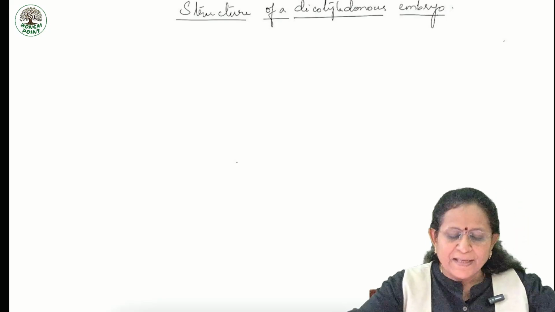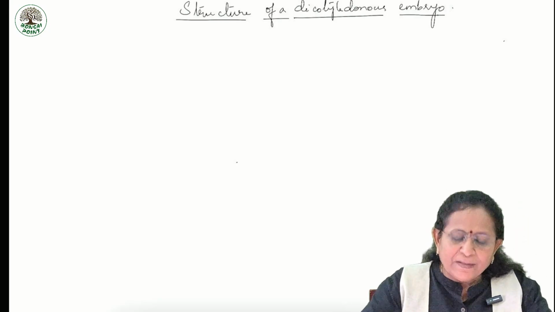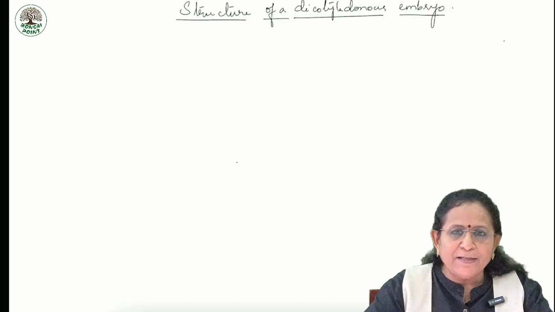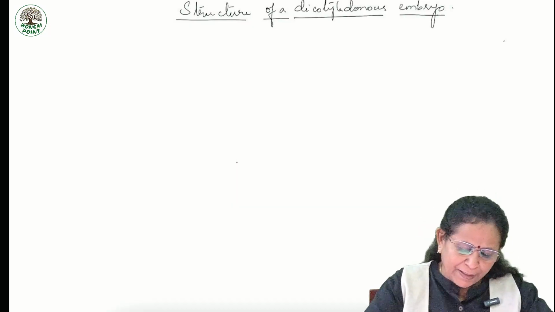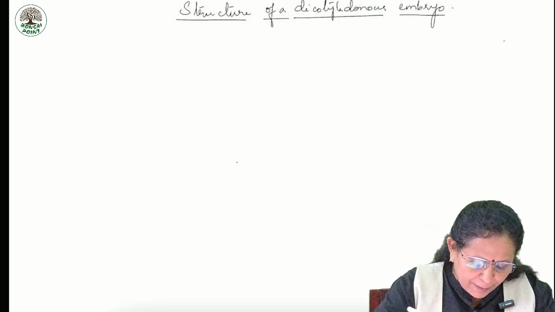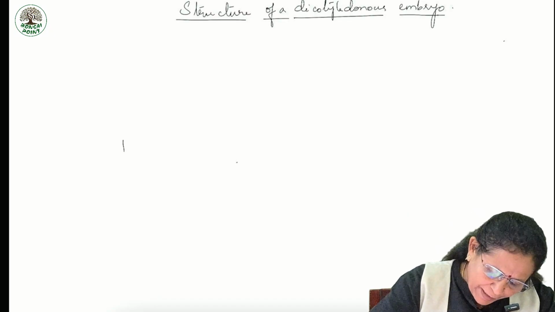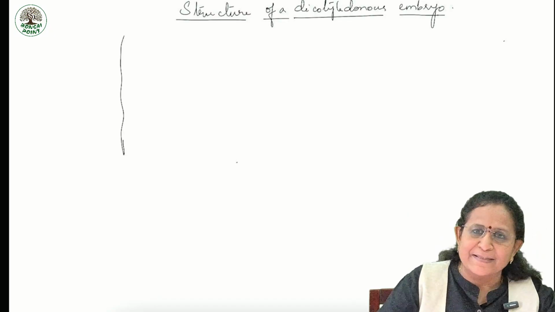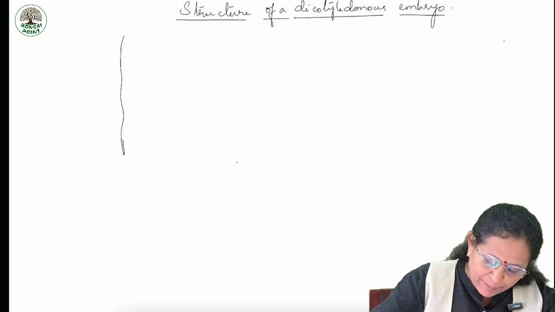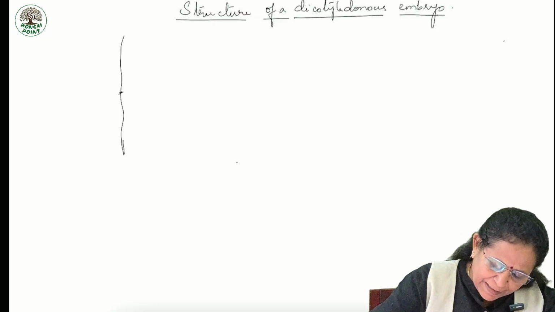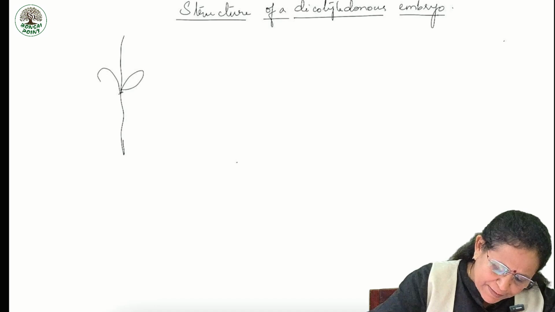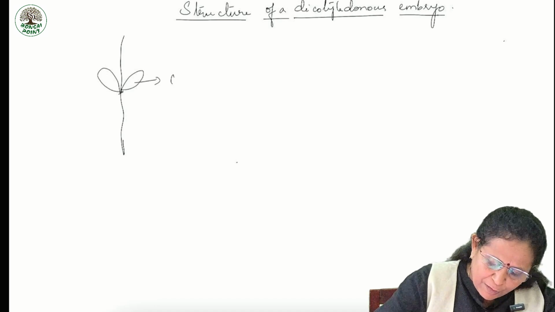Yes, students, let me explain the structure of a dicotyledonous embryo. A dicotyledonous embryo consists of an embryonic axis. Just imagine this is an embryonic axis, and these are the cotyledons.